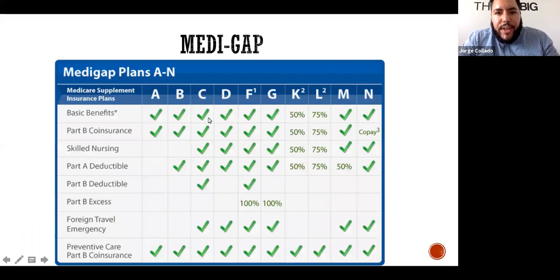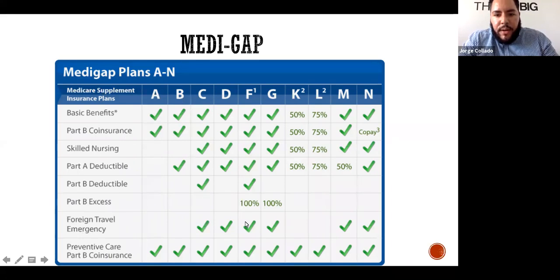This is just a chart about the different Medigap options. They have different plans, and they run from Plan A to Plan N. Again, this is Medigap. This is not Medicare parts. This is something totally different. And then it tells you what each of these cover.